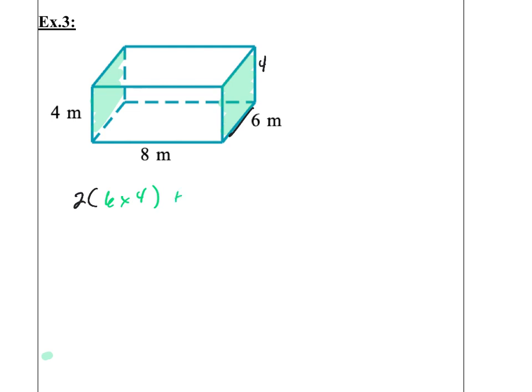Okay. Plus I have to have the top and the bottom, right? So my top and bottom, here's my bottom, here's my top. I've got to look at my measurements on those. So the top and the bottom are going to be 6, right, by 8. So I'm going to have 2 6 by 8s.